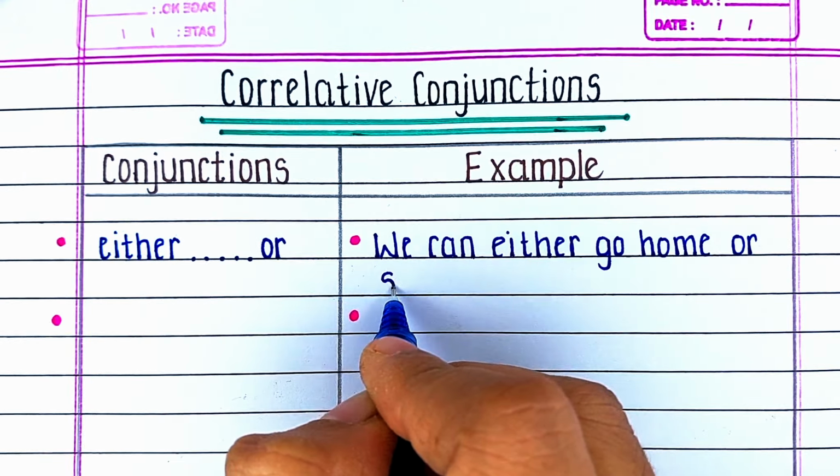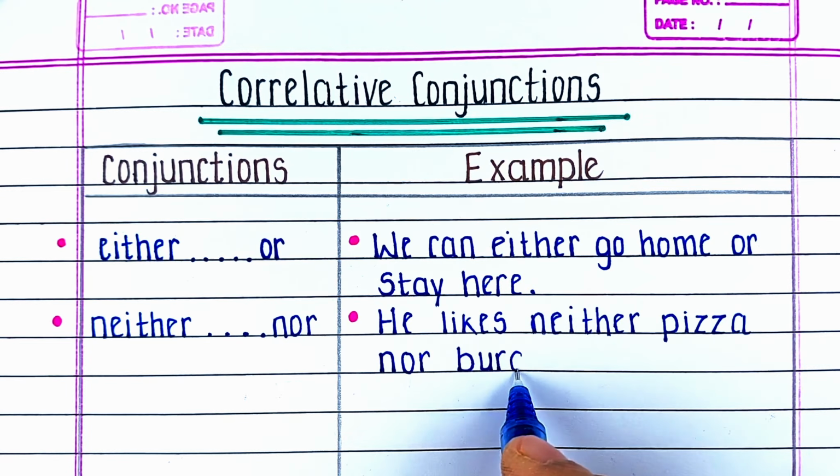Let's learn the examples. First one is either and or. Example: We can either go home or stay here. Next is neither and nor. He likes neither pizza nor burgers.